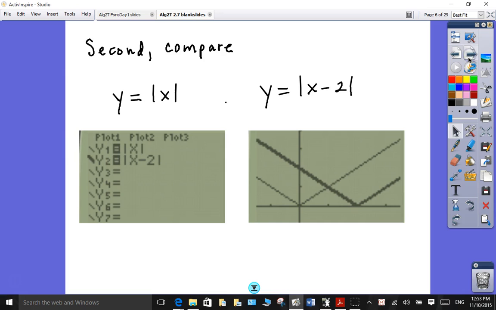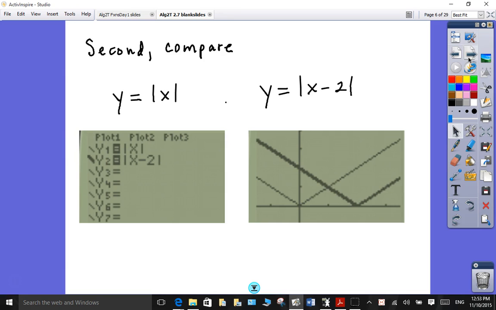Here we go. Now let's see what happens if we add or subtract inside the absolute value. I'm not going to redo it with my calculator because I already did it and copied it here. Line 1, I've got the absolute value of x. Line 2, I've got the absolute value of x minus 2. You might guess that's going to be horizontal because the other one is vertical. This must be horizontal, and it is.